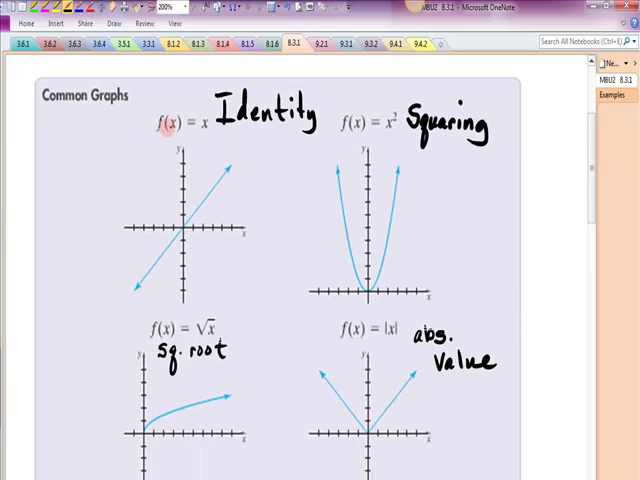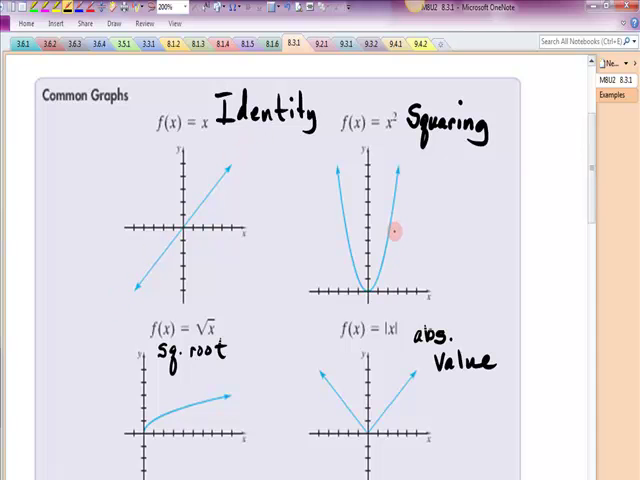The first one, f of x, remember that's just another way of saying y. This function, f of x equals x, is called the identity graph. It's called an identity because no matter what x is, the y value is the same for this graph. So it has points on it like (0, 0), (1, 1), (2, 2), (3, 3), (-3, -3). This is the identity graph.